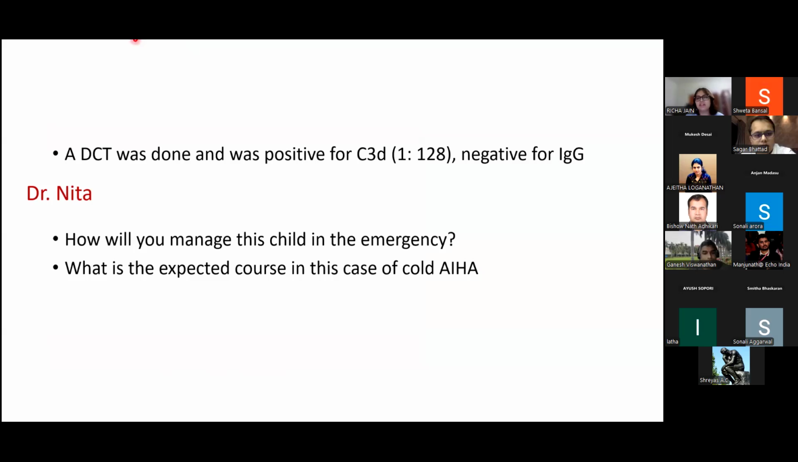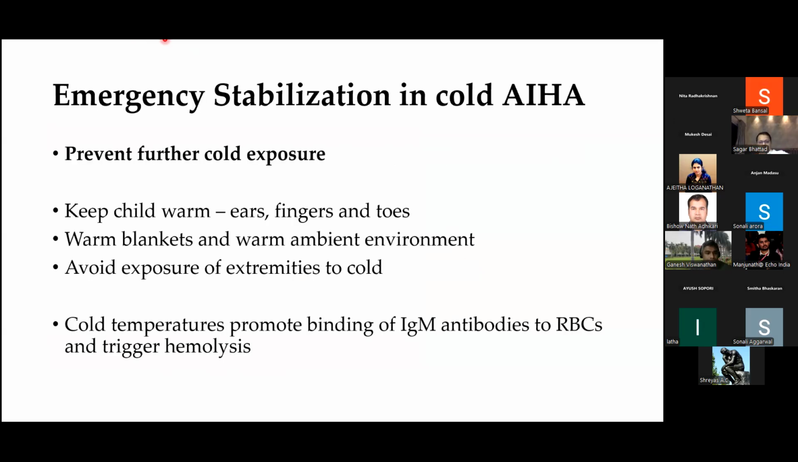How will you manage this child, and what is the expected case of cold AIHA? Yeah, so while we wait for the transfusion department to give us a compatible and a least incompatible unit, we will prevent cold exposure. Cold antibody AIHAs are typically triggered with cold temperatures. Cold temperature promotes the binding of IgM antibodies to the red cell and then starts triggering hemolysis. So you want to reduce cold exposure, especially in the acral parts of the body, so ears as well as fingers, toes, etc.